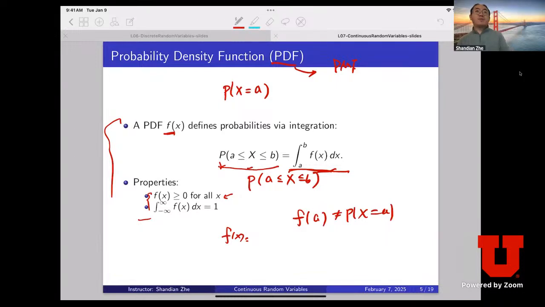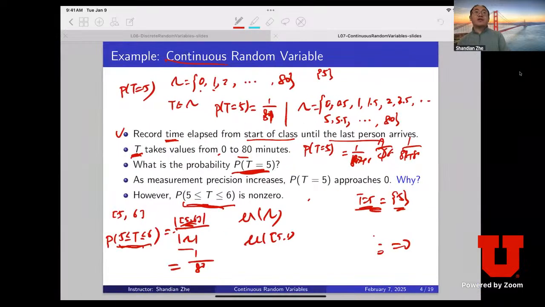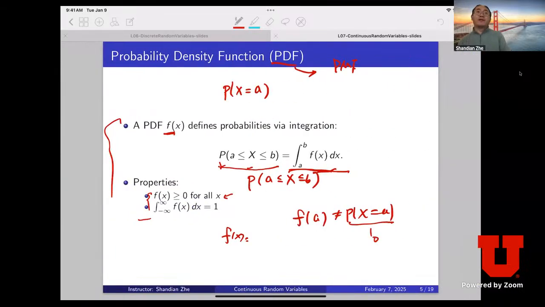Yeah, to be more explicit, this guy from our discussion a moment ago is actually zero for a continuous random variable. And this guy is not always zero. Actually, in most cases, it won't be zero. So that's why this is a key difference between the PDF and the PMF.